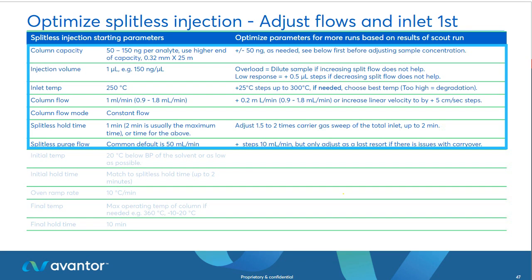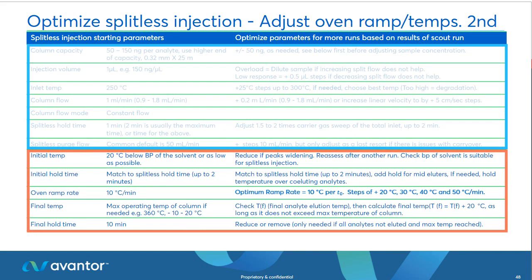So this takes a lot more optimization, a little bit more understanding of a splitless injection. So this takes more time and it is a bit tedious, but it's definitely worth it if you can invest time in this. Then if you need to optimize the purge flow, this is usually as a last resort if you've got carry over, but you can adjust it by plus 10 ml per minute. Then the other areas to optimize, same again, the oven ramp rate, the final temperature and the hold time as it was for split injection.